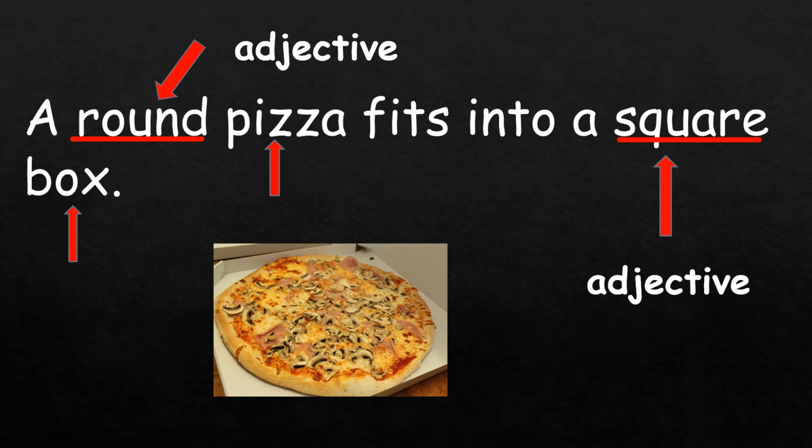So it depends on how the word is used in a sentence. The part of speech will vary. If I were to say, I have a square in my hand, square in that sentence would be a noun. But in this sentence, the word square is used to describe the box. So therefore, square is an adjective.